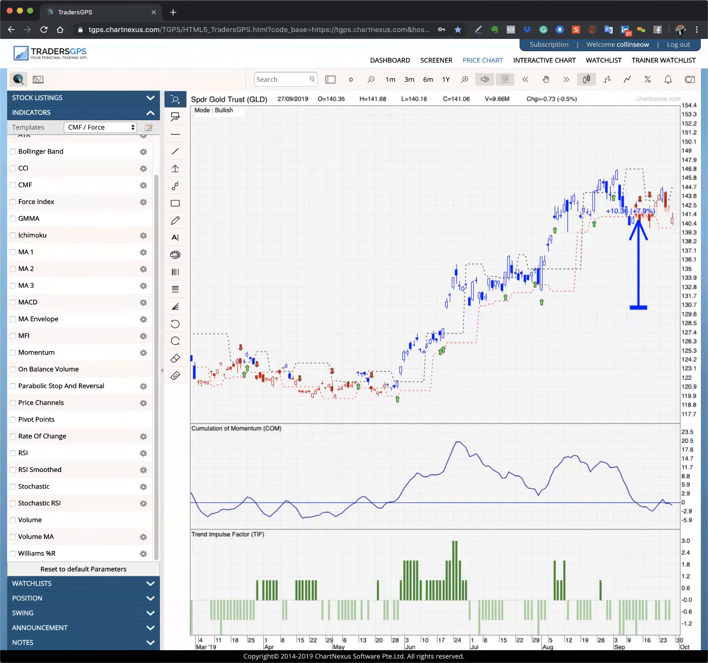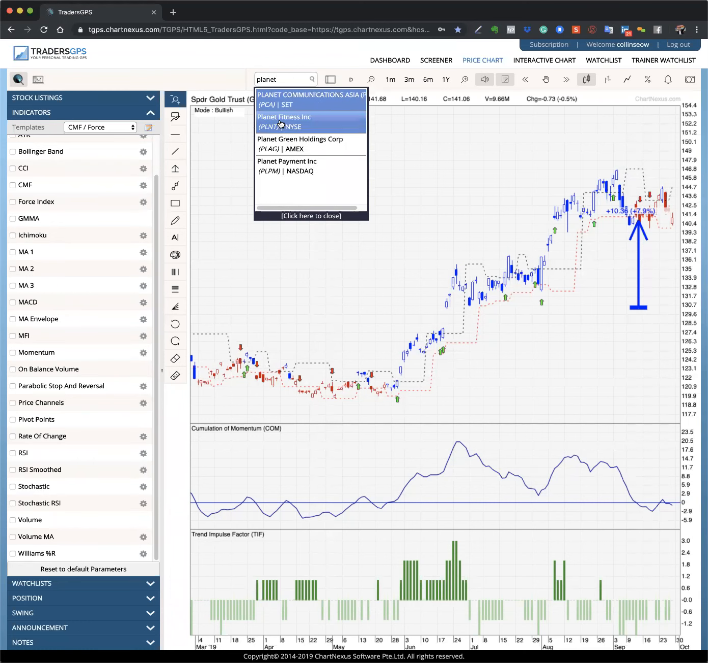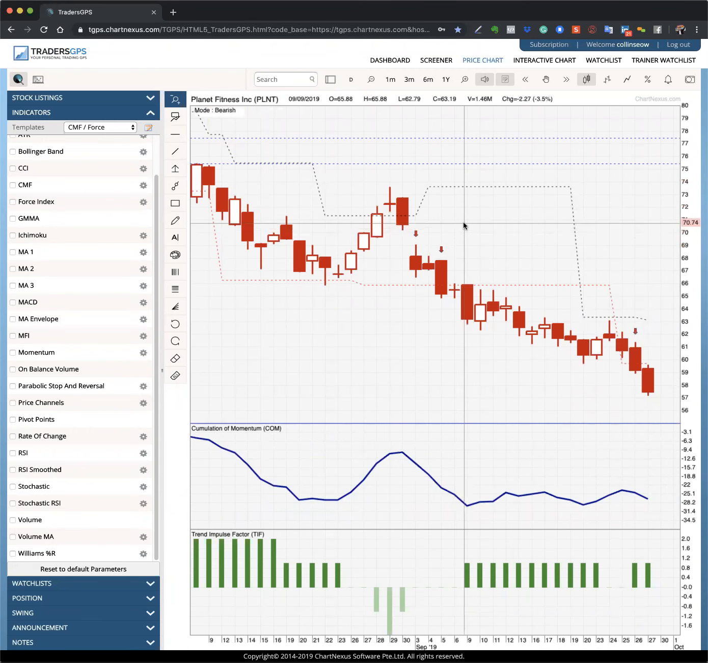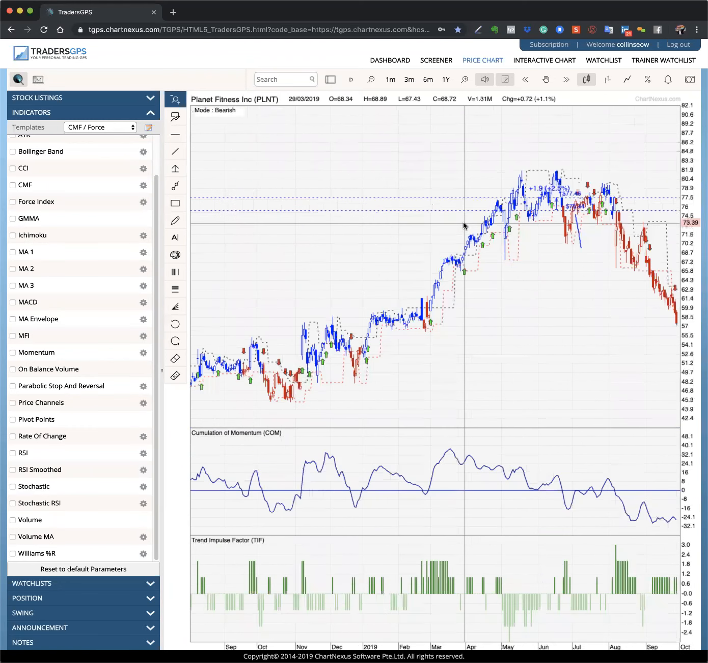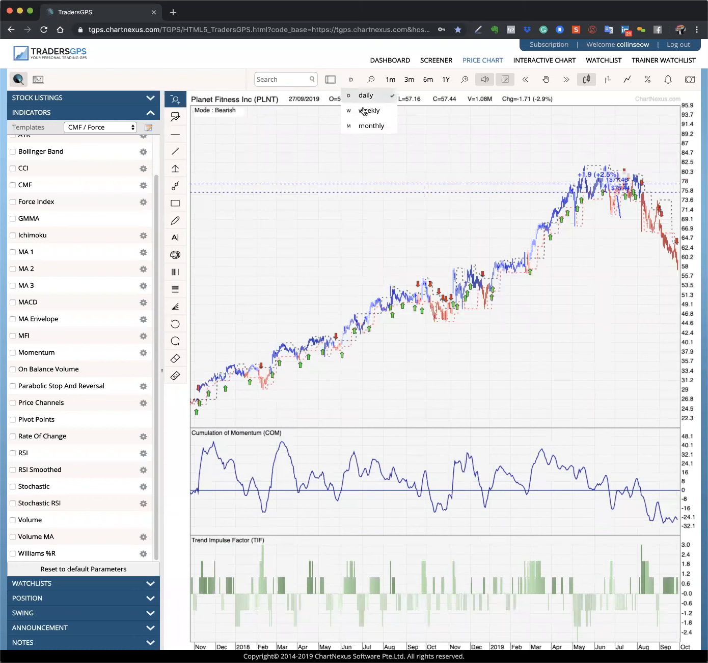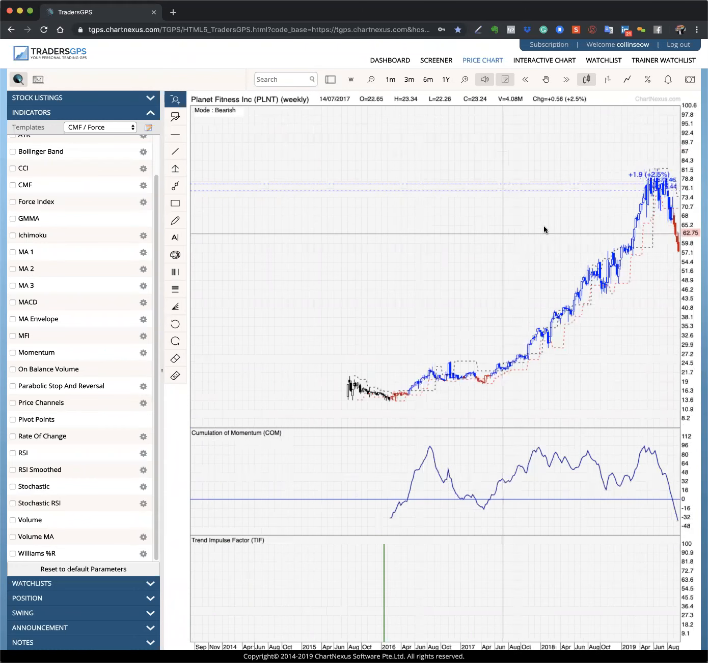Planet Fitness. Resting at support, it takes support. I think this one is coming down also. All these stocks, I think some of them went parabolic. Can you see? And then we have break support and then candlestick turn red. All this can short on. Now resting at support at January, February level.